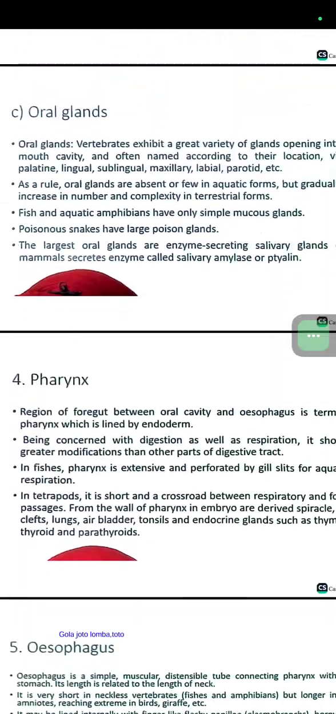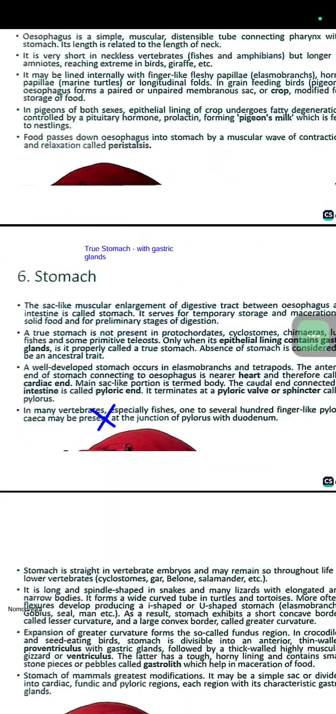Oral glands, we don't need that. Pharynx and esophagus are also small, but we will need the stomach, we will read it later.